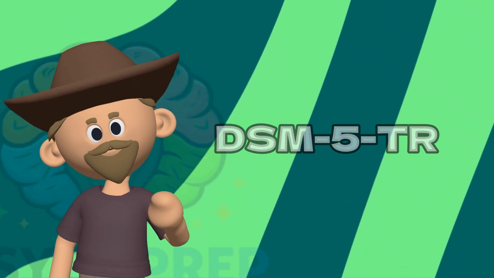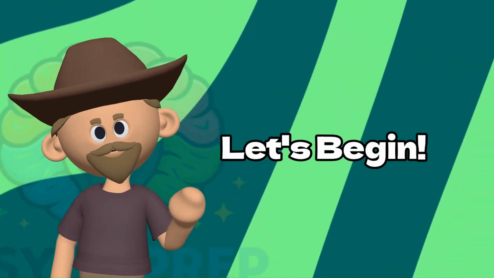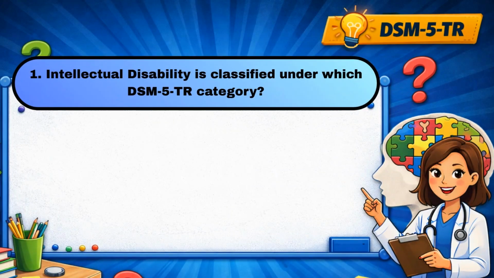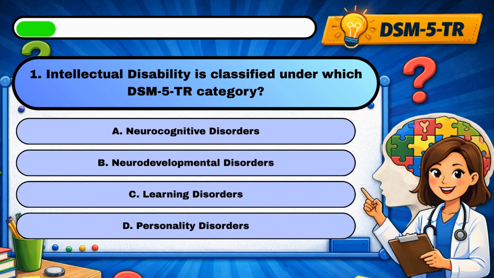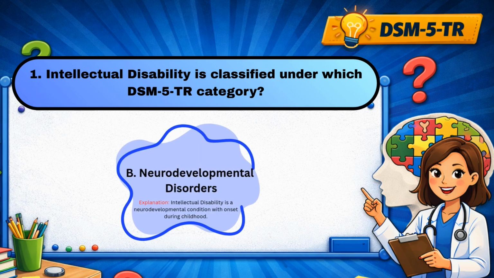Today's quiz is on intellectual disability, so read the question carefully, choose the best answer, and let's begin. Intellectual disability is classified under which DSM-5-TR category? B. Neurodevelopmental disorders.